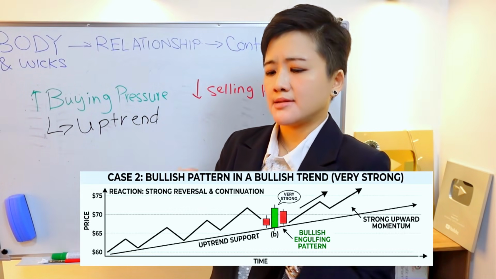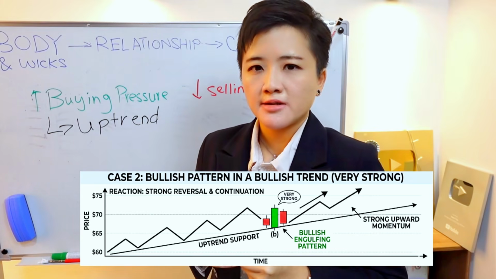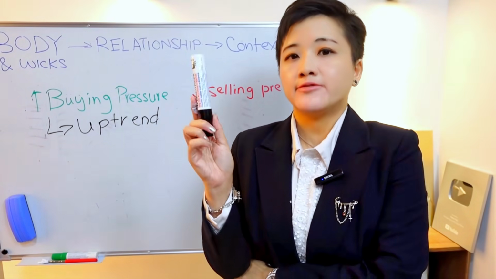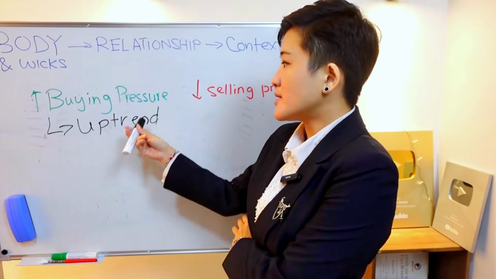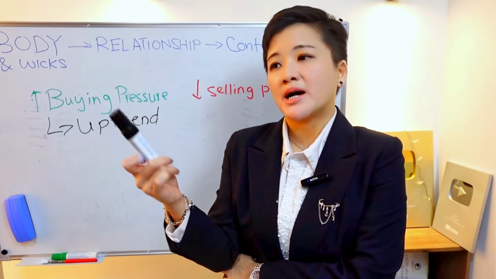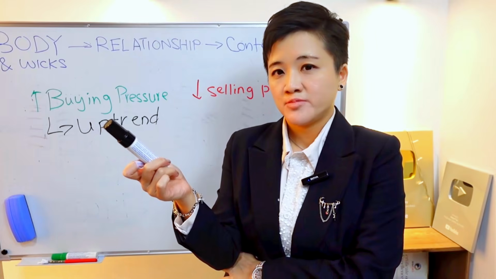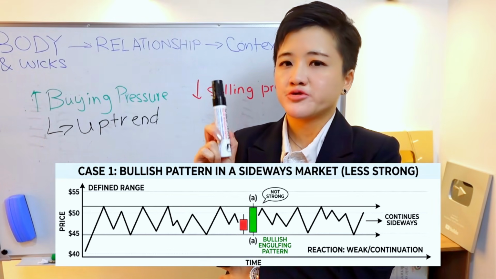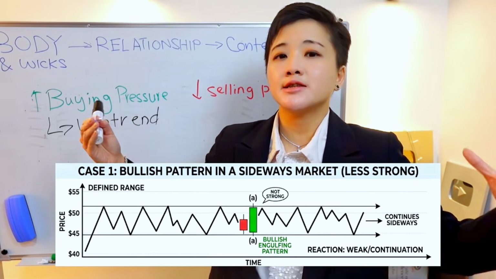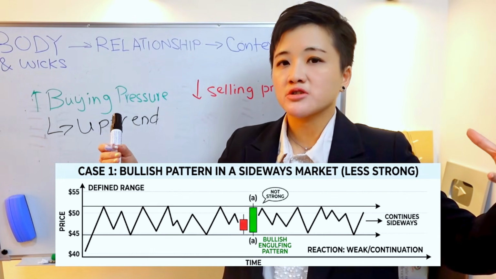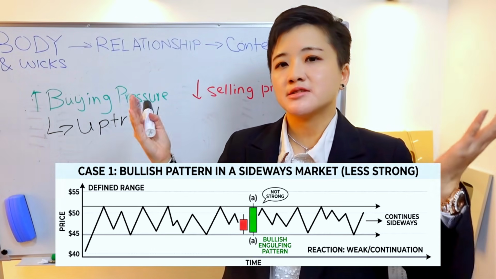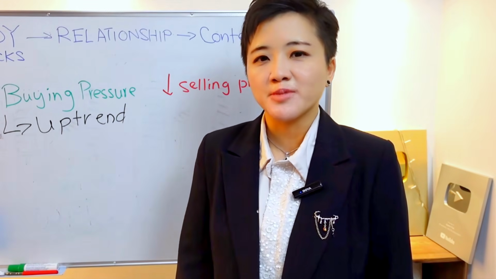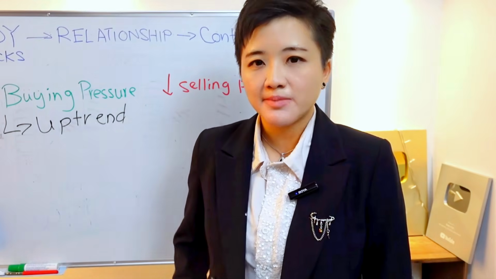Why can't you trade it in a sideways ranging market? The market is already telling you that it is indecisive. And an uptrend is already telling you that the buying pressure is stronger. So if you put a strong bullish candlestick pattern with strong buying pressure in a market that is indecisive, guess what's going to happen? Rising tide raises all boats, right? Sideways tides sink all boats. Okay, I just made that up, but then you get my point, right?